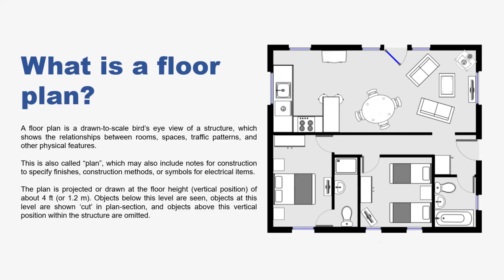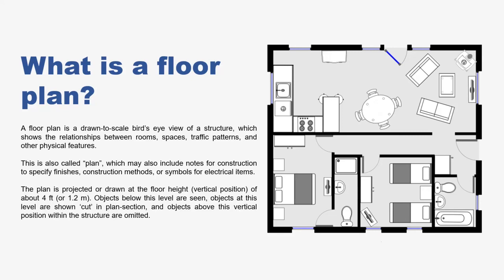fixed installations such as the bathroom fixtures, kitchen cabinets, and the appliances. So floor plans are usually drawn to scale and will indicate room types, room sizes, and the wall lengths. They may also show furniture layouts and include outdoor areas. The floor plan is a drawn to scale bird's eye view of a structure.